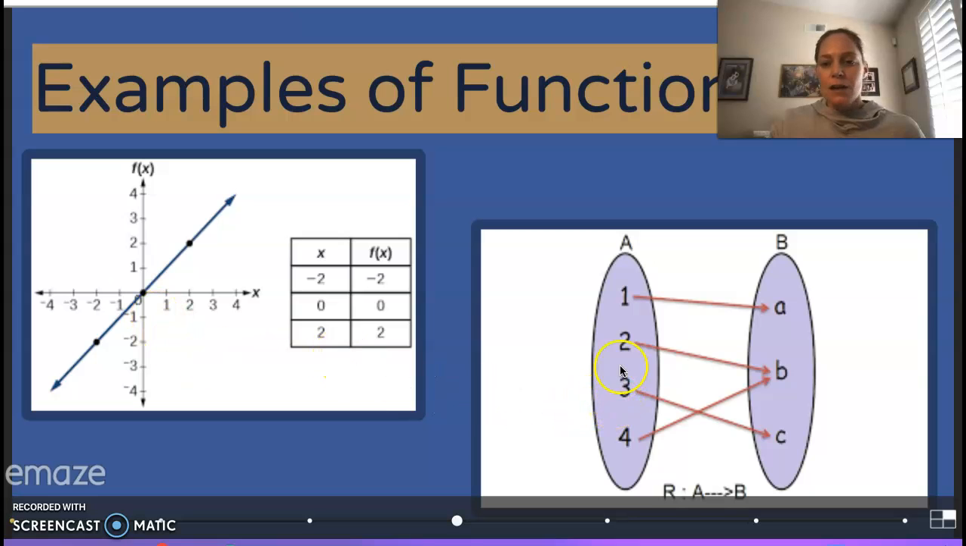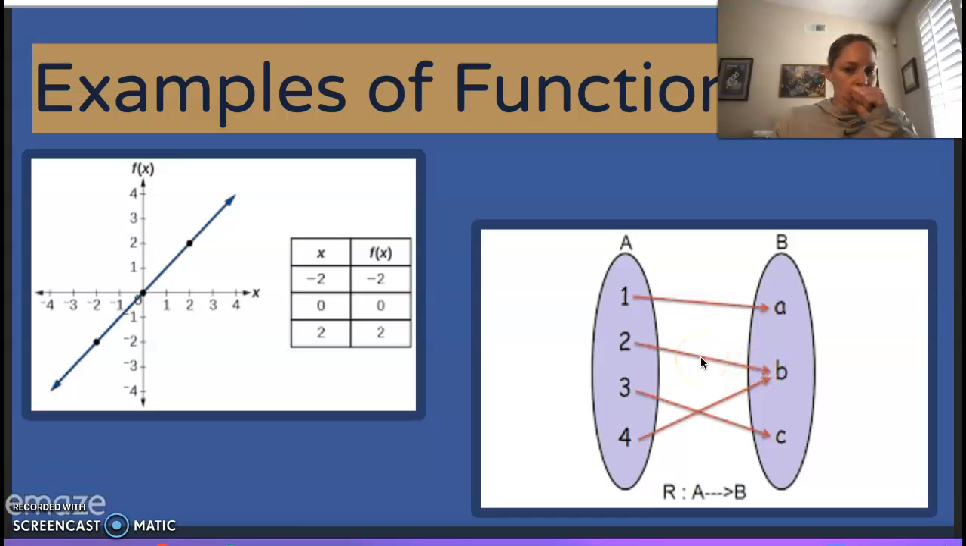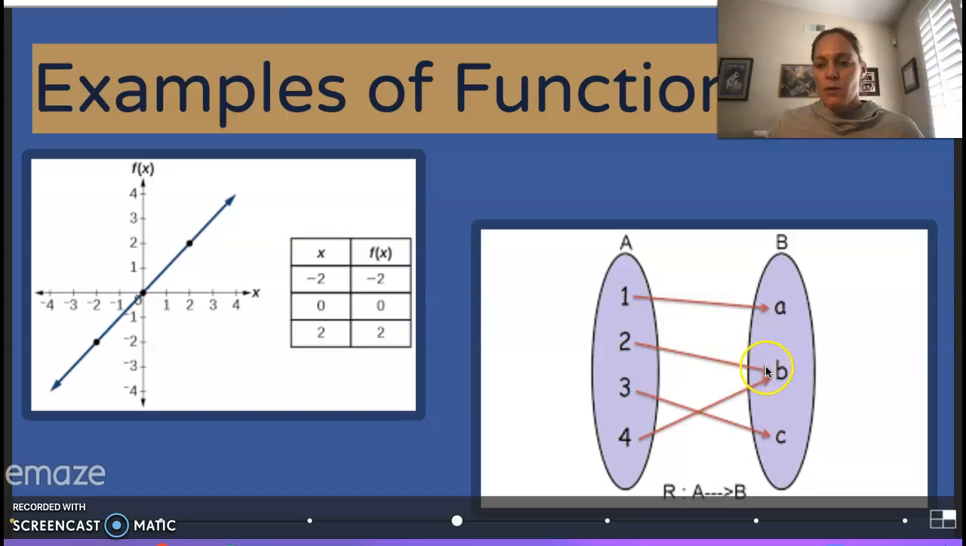This is called mapping. And again, number 1 is associated with letter A. Number 2 is associated with letter B. Number 3 is associated with letter C. And then number 4 is associated with letter B. As you can see, numbers 2 and 4 both go to the same output. However, please don't get confused. 2 again only has one output, and 4 also has only one output. So therefore, this still represents a function. Okay, so let's go ahead and move forward.